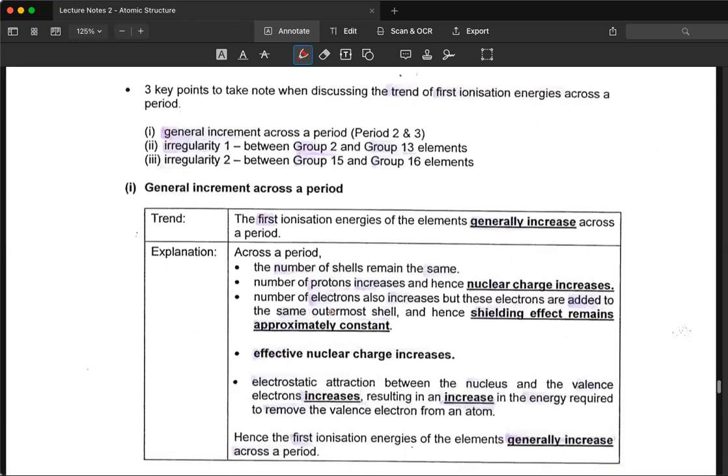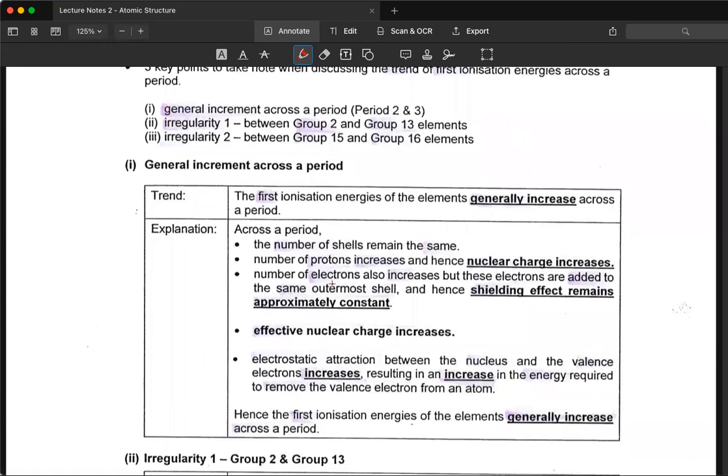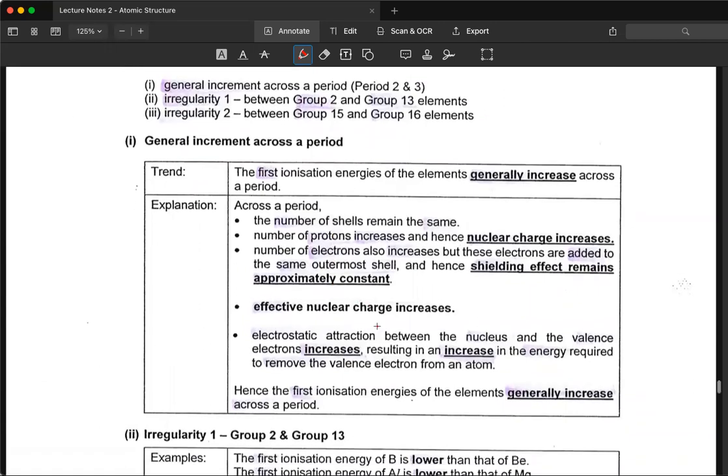Okay, let's look at it individually. So starting with the general increment. So in general, the first IE increases across the period. Why? Number of shells is the same. Number of protons increases, nuclear charge increases. Number of electrons increases, but electrons are added to the same outermost shell. So shielding effect is almost constant. It's like copy and paste from the previous explanation of atomic radius. So effective nuclear charge increases. So electrostatic attraction between nucleus and valence electron increases, which results in an increase in energy required to remove the valence electron. So you need to have all these points there as detailed as possible in order to score the full mark. So first IE in general increases across a period.